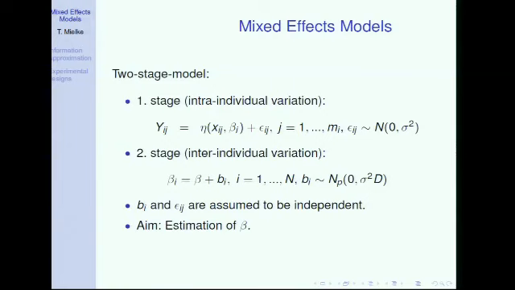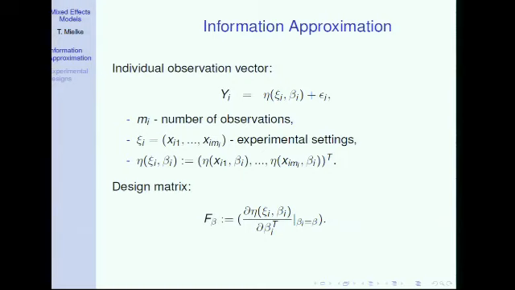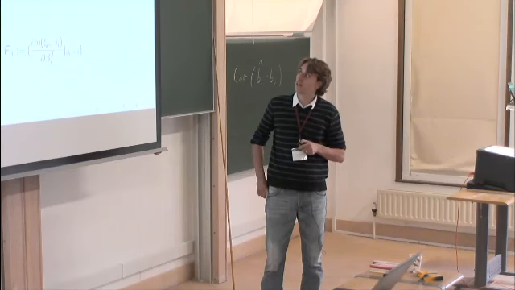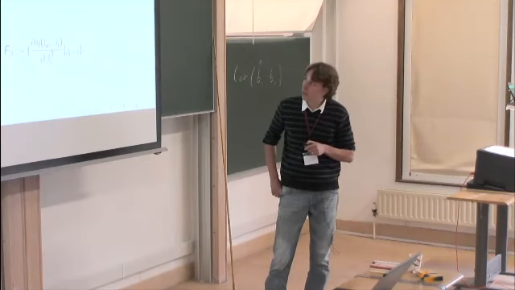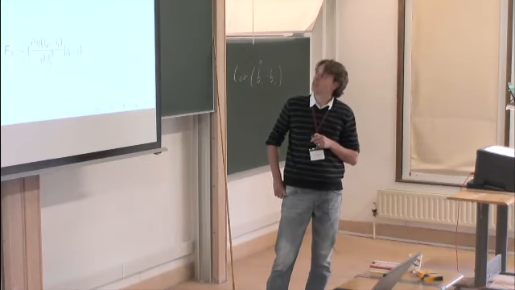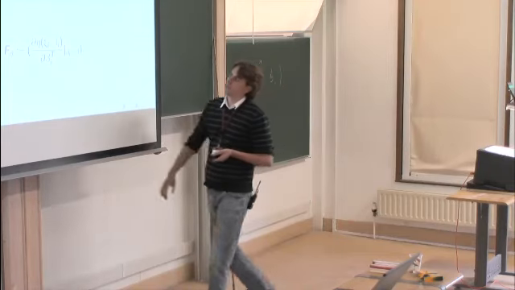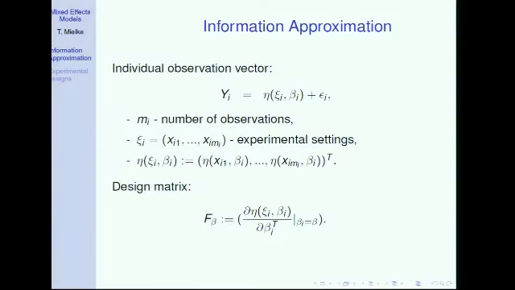So let's start with some easy stuff. The vector of the individual observations for the ith individual can then be summarized with the vector valued response function eta, which depends on the design xi, which comprises the experimental settings xi_1 to xi_mi, plus this observation error vector, and this will be in the following the design matrix. Here it is not necessarily a beta, there might be some other vector beta_0, some guess of beta, and then we have to replace this by beta_0 or something like this.